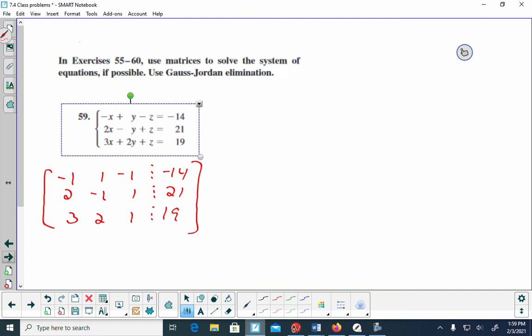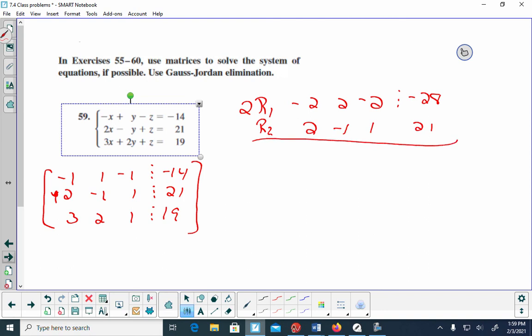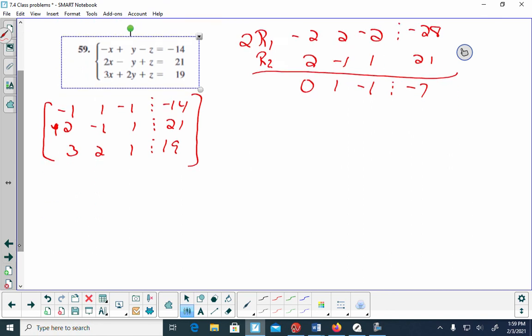I am going to go through that pattern. So to eliminate this x, I'm going to multiply row 1 by 2. So I'm going to have negative 2, 2, negative 2, negative 28. Then row 2 is going to be 2, negative 1, 1, 21. And when I add those, I get 0, 1, negative 1, negative 7.